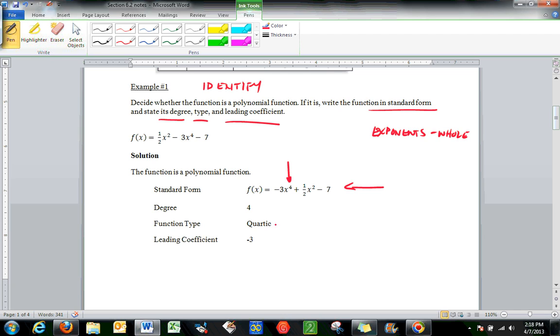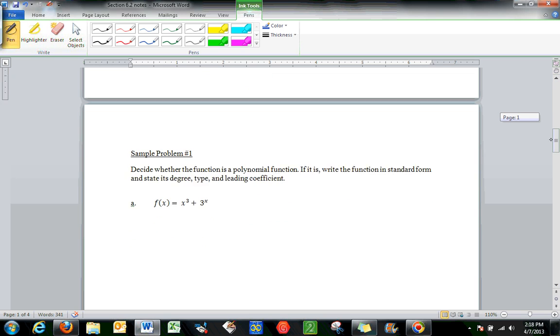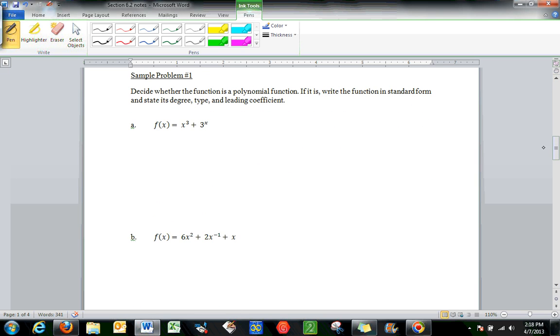A fourth degree polynomial is a quartic function, and our leading coefficient is the coefficient in front of our degree. So that is the basis of what we're going to start off with, just some basic identification problems. If we move on to the next page, we can see we have a sample problem 1. And as you go down, there's an A, B, and C part to this.